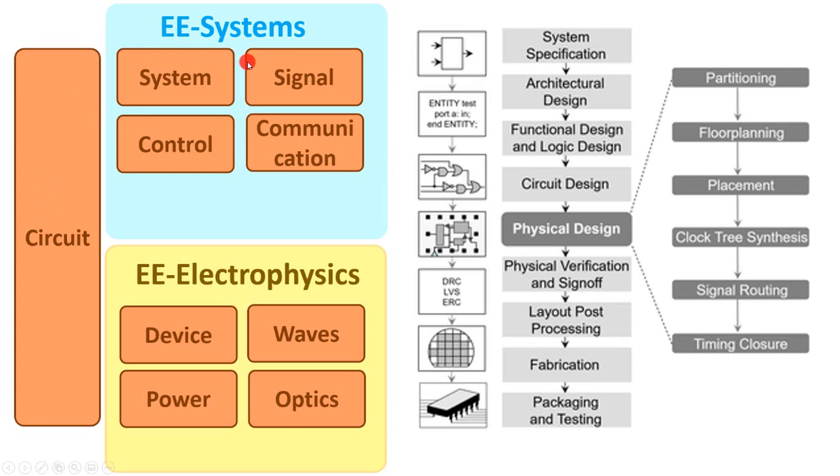And the electrical engineering can be divided into two parts, system and electrophysics. On the system side, it basically deals with signal and system. And the signal and system including computing system, signal processing, control, and communication. And on the electrophysics side, it basically deals with the circuit down to device, down to power, different electrical properties. So basically they are device, waves, power, optics, and many other fields, maybe plasma. There are several different things. So right here it is a branch for physics.